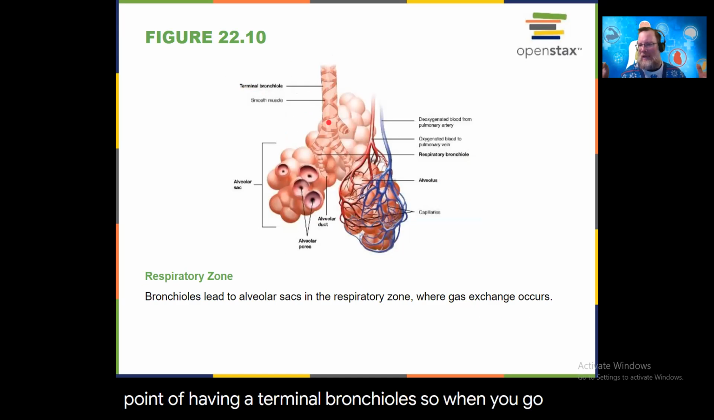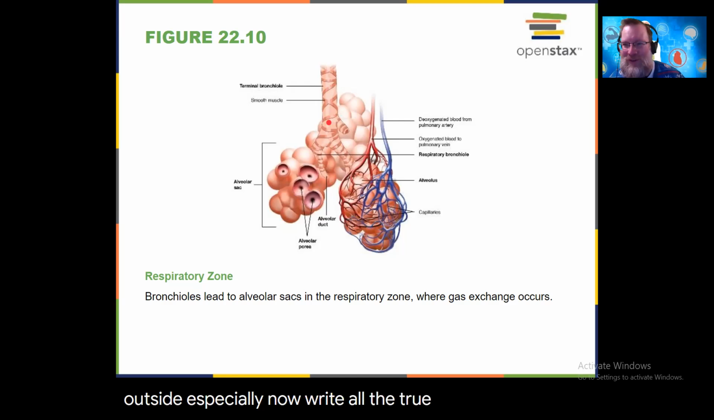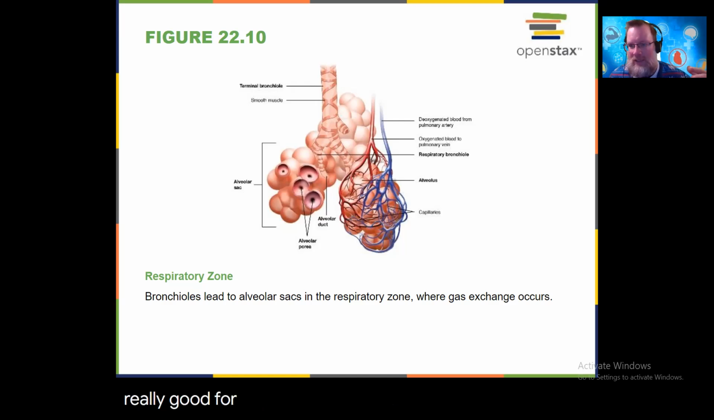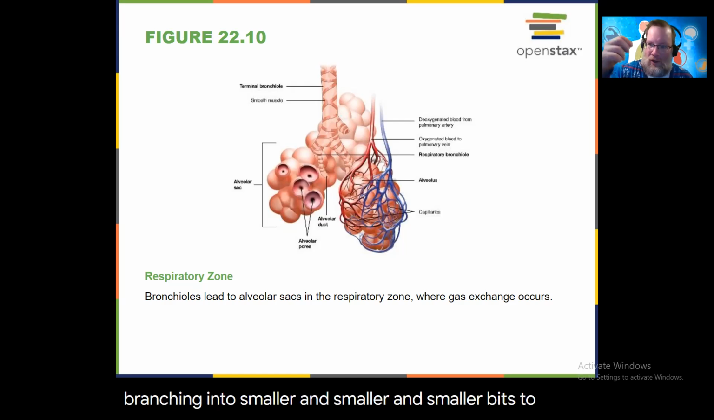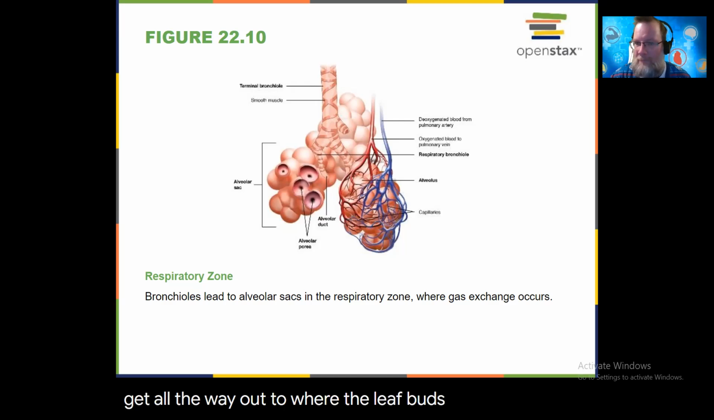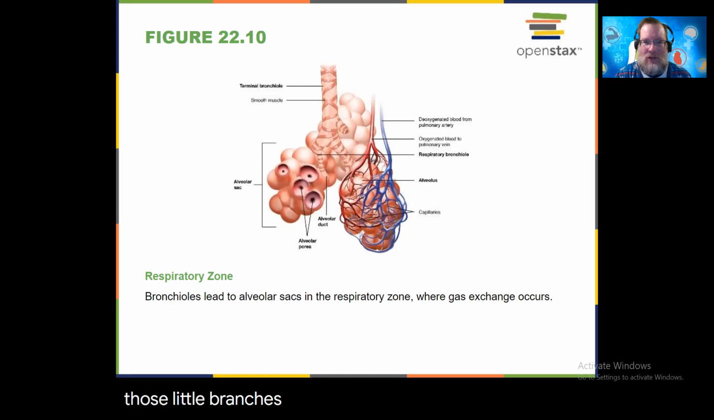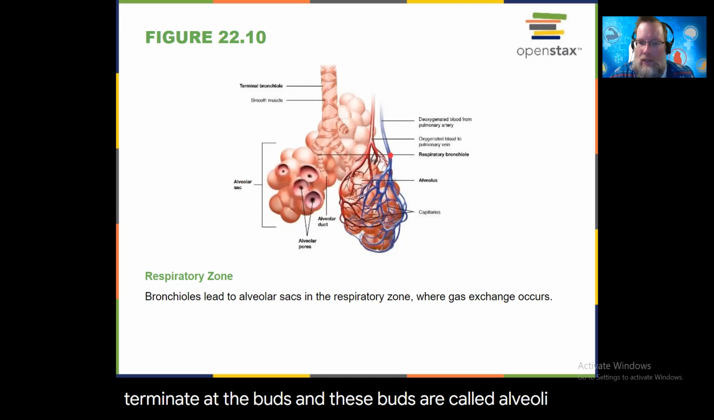So when you go outside, especially now, all the leaves are off the trees. You can look at maple trees, which are really good for this, certainly oak trees, but you can see the large trunk and then a couple of large branches, we just keep branching into smaller and smaller bits till you get all the way out to where the leaf buds would be. So those little branches are called bronchioles, and they terminate at the buds. And these buds are called alveoli.